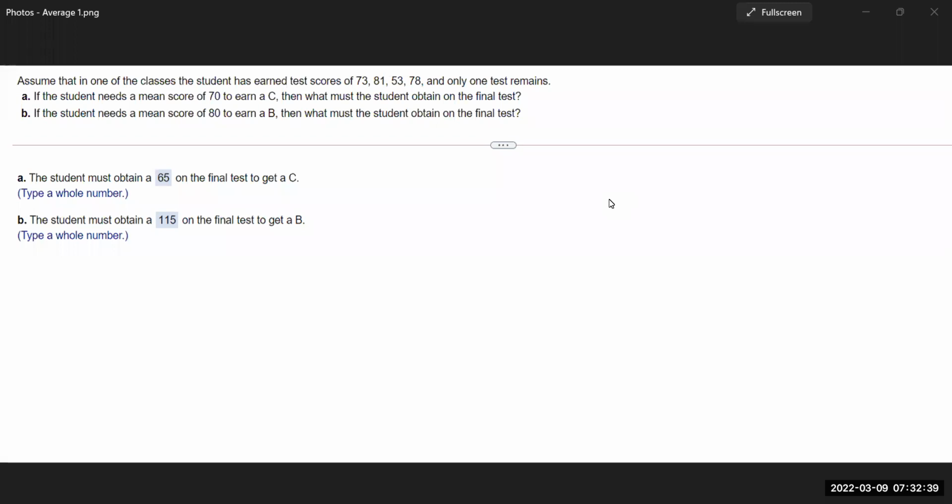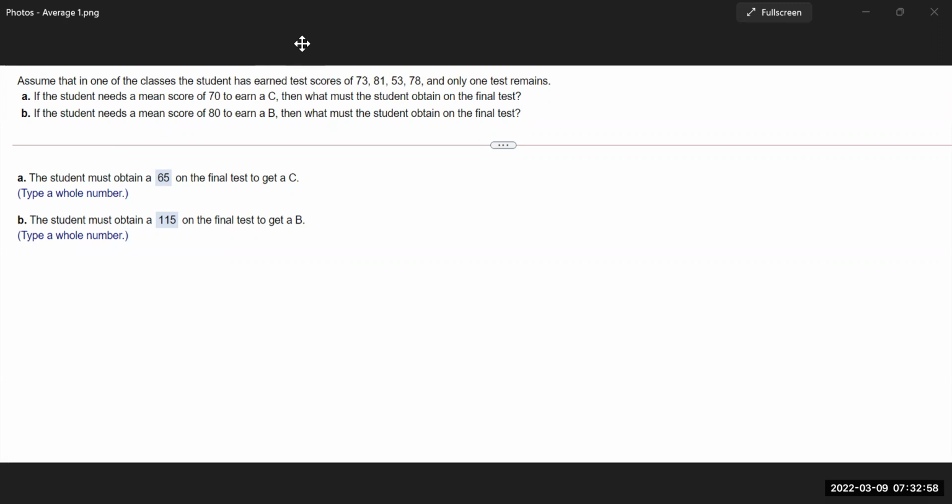We have a similar question for B, but this time we are looking at what the student must obtain to earn a B. Okay, so let's look at the first question, the A part of the problem.